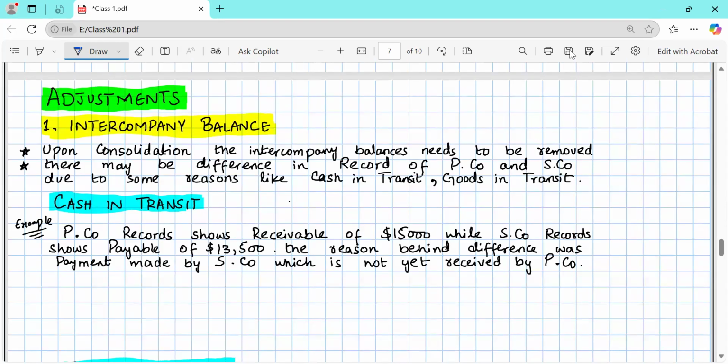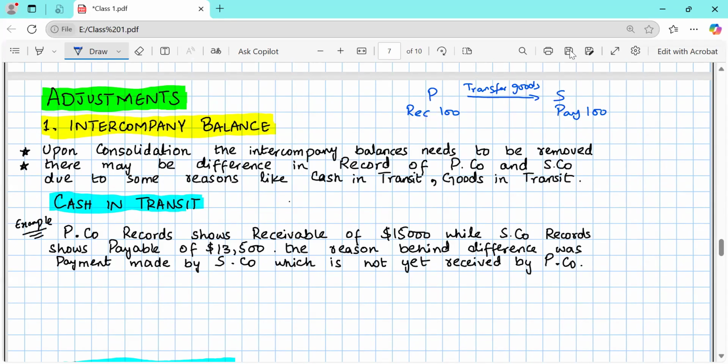Let's say, for example, I gave you an example that the parent company transfers some goods to the subsidiary company. The parent company would have recorded a receivable, right? And the subsidiary company would have recorded the payable. Let's say the receivable is 100, payable is 100. So when you are preparing the consolidated financial statement, you will remove this 100 balance from receivable as well as payable.